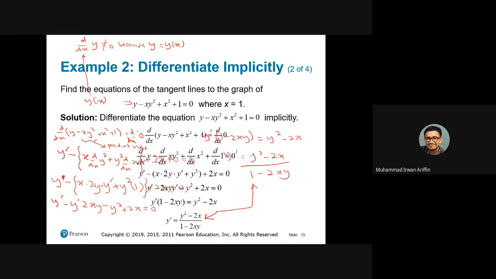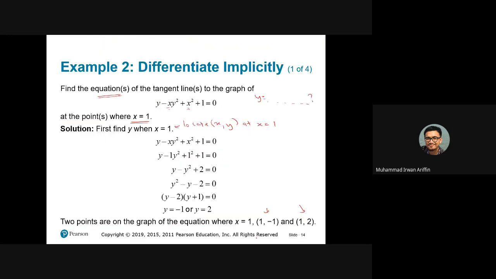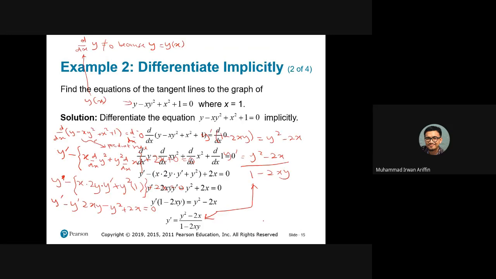Now that we have found this derivative, what is it? This is simply the slope of the tangent line. Remember, we have been asked to find the equation when x equals 1. So this is the slope of that equation when x equals 1. We can replace x with 1, and we need to replace y with the corresponding value. Previously, we have already found two values of y, -1 and 2. So we simply do that, and we will get two slopes.